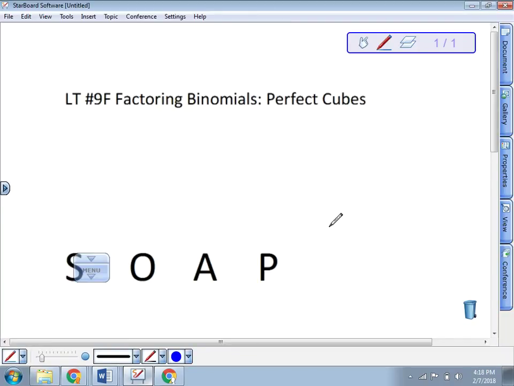Welcome to the Notes on Factoring Binomials. Today we're going to look at the sum and difference of perfect cubes. So let's start first. What is a perfect cube?